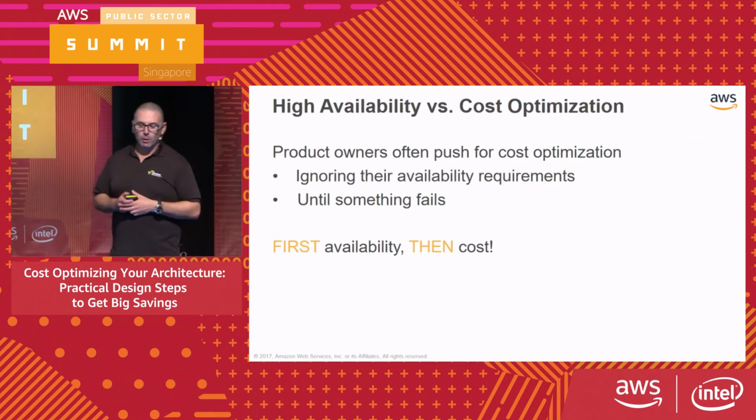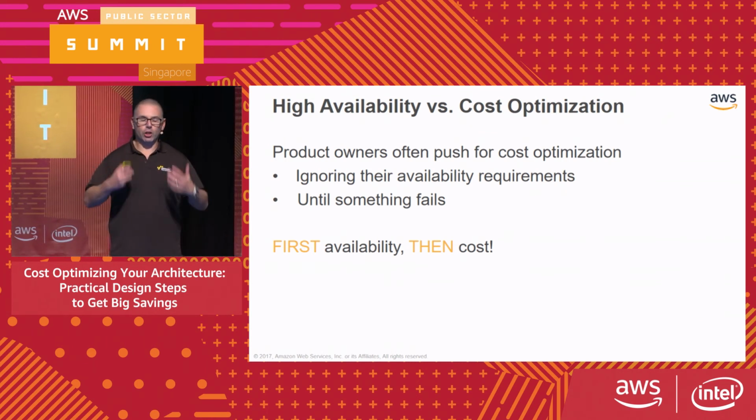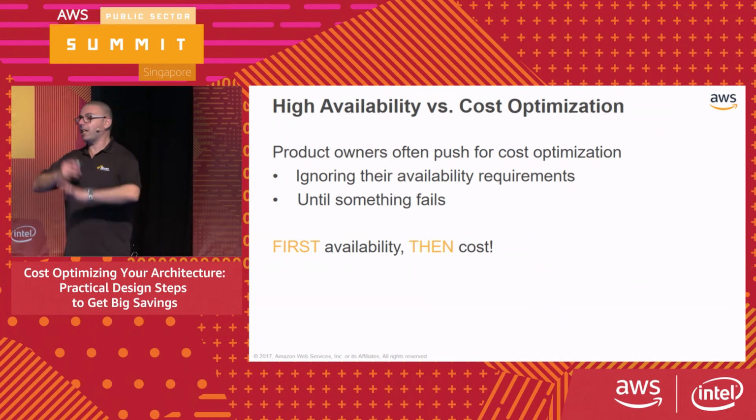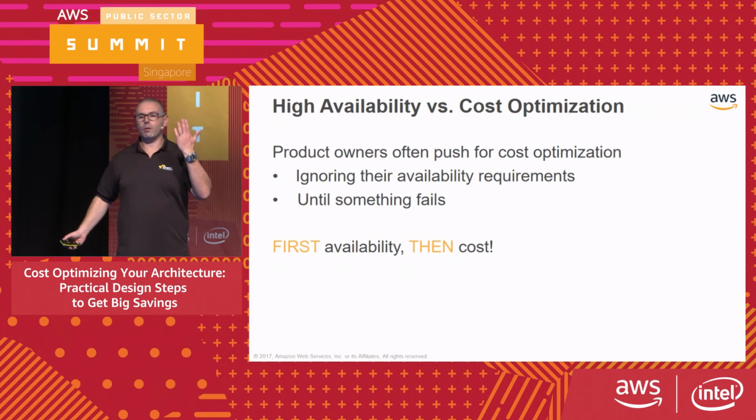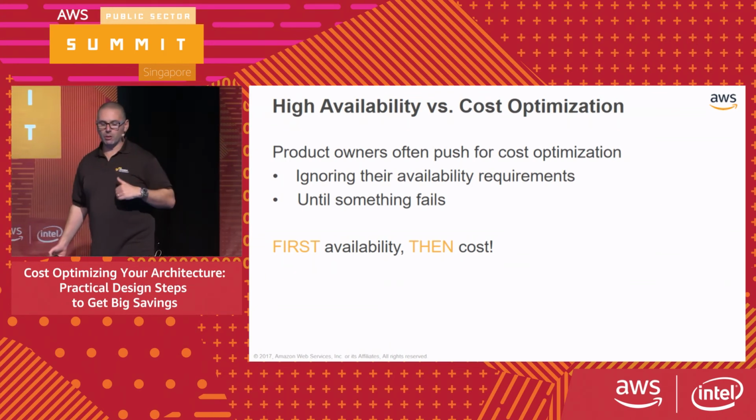So the first one is product owners will often push for something to be cheap. Lowest price, cheap, cheap, cheap, and then it goes down because it's not built to be highly available, and then they go, but it has to be up all the time. So you need to try and educate people to say first availability, then cost. You need to prioritize those two things appropriately.